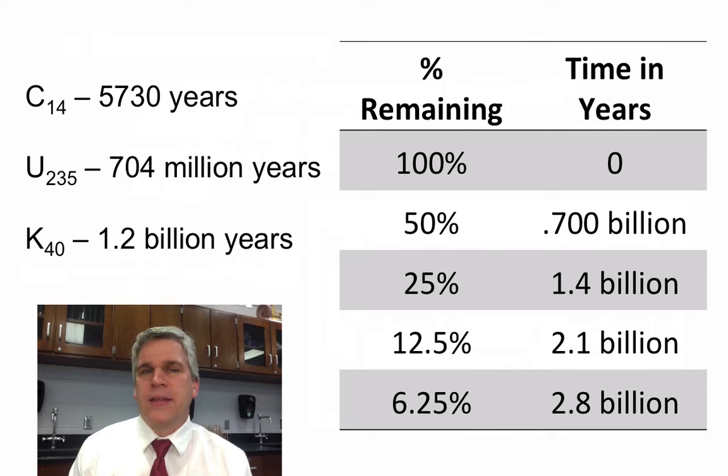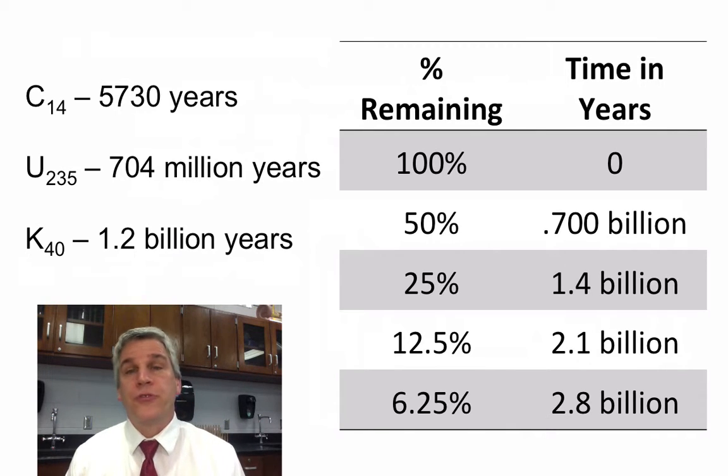Every radioactive element has different half-lives. Now you may have heard of carbon dating. This uses a radioactive carbon element called carbon-14 that has a half-life of 5,730 years. Uranium-235 is much longer at a half-life of 704 million years, and potassium-40 has a half-life of 1.2 billion years.